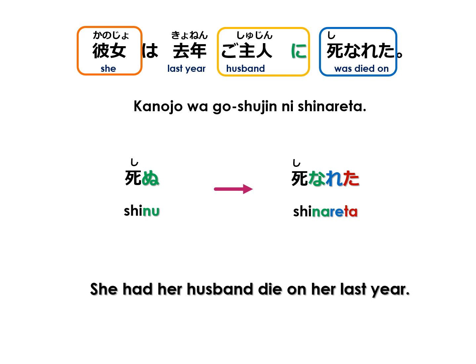Translation: she had her husband die on her last year, and that caused her to be unhappy. You can also simply say that her husband died last year, but with a passive sentence, that suffering and sadness gets conveyed.